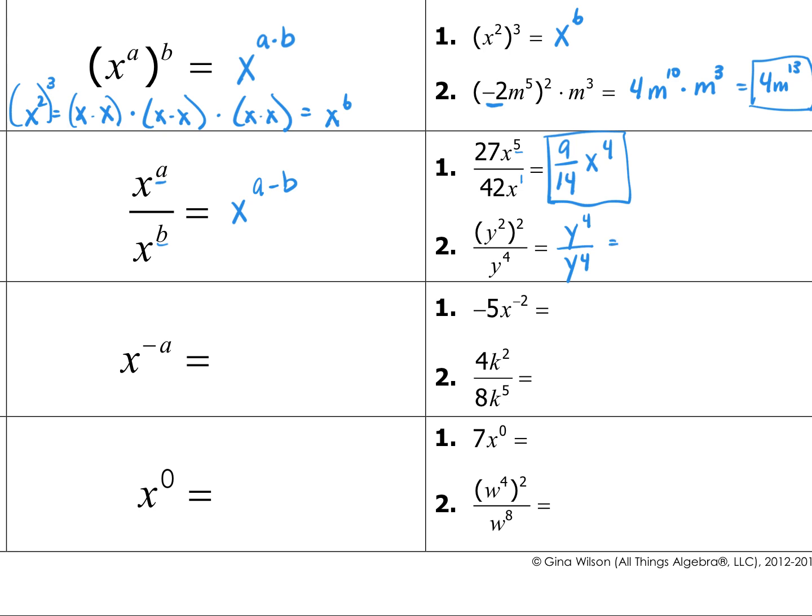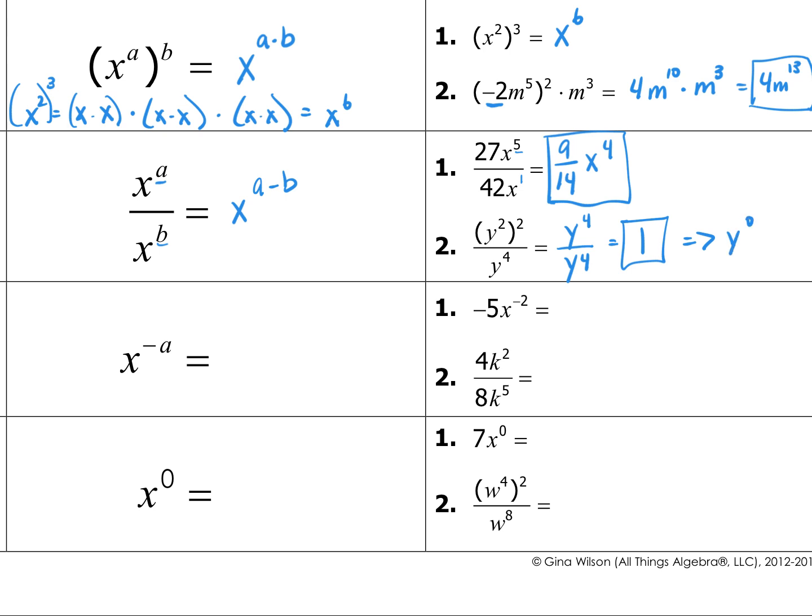So let's look at that and just do this. We're kind of getting ahead of ourselves a little bit. So this is y to the 1. And you're probably going to say, oh, but wait, if I subtract it, I get 4 minus 4. It's the same as y to the 0, right?